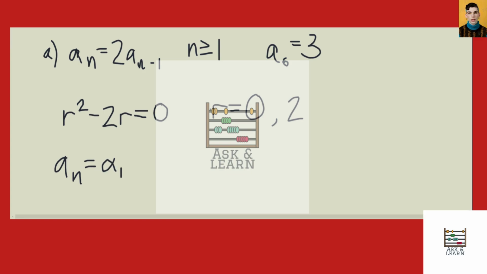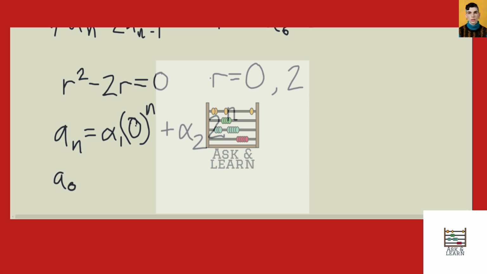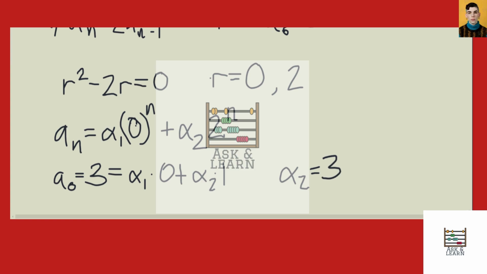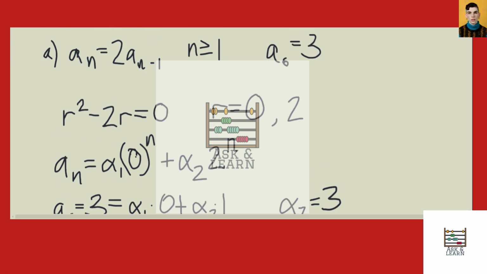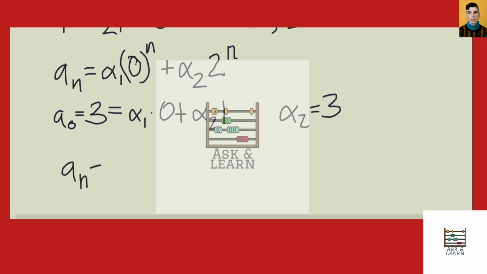a_n = alpha_1 0^n + alpha_2 2^n, and substituting, we have that a_0, which is 3, is equal to, let's see, this is going to be 0 plus alpha_2 times 1, and so we get that alpha_2 is equal to 3, and it follows in general a_n is going to be 3 times 2^n.